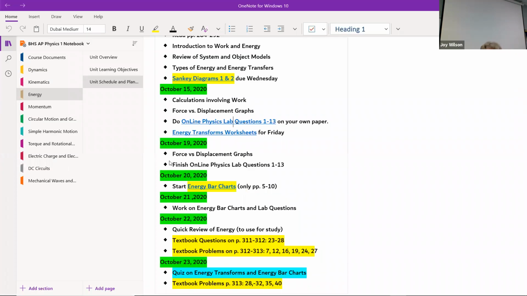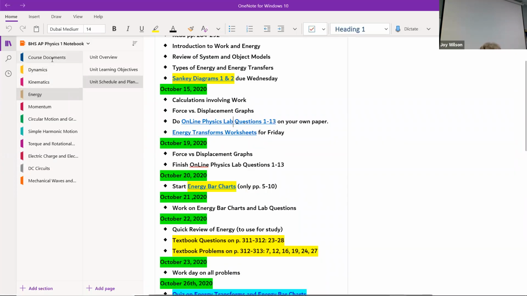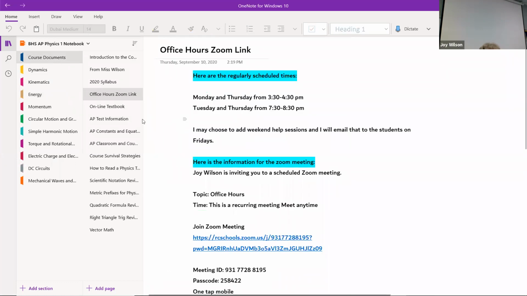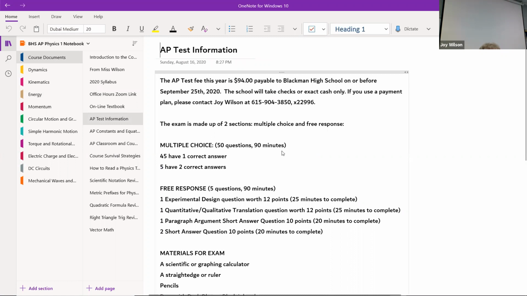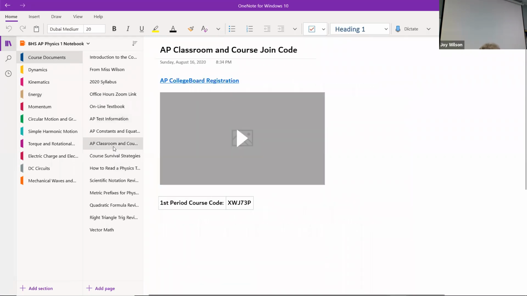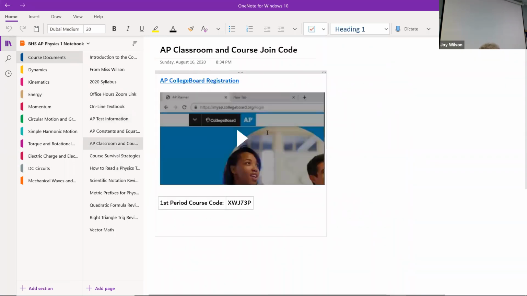So I turned off the projector. Okay, so if you go up to course documents, you see where it says AP test information. There's the information, except that they changed this to 95 after school started. And then the code for it is AP Classroom. So you go to AP Classroom and there's our course code and there's a video of how to do it. Okay. Thank you. Yep, thank you. I appreciate it.